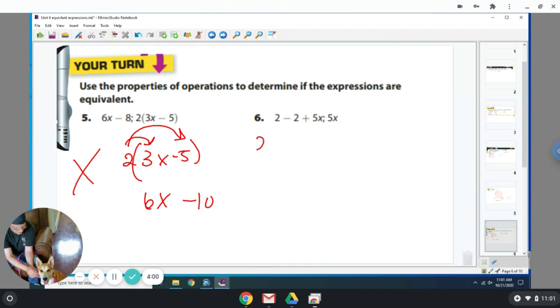Now, we have 2 minus 2 plus 5x, and we're trying to see if it equals just 5x. Well, 2 minus 2 is 0, plus 5x is the same thing as just 5x. So 5x does equal 5x.